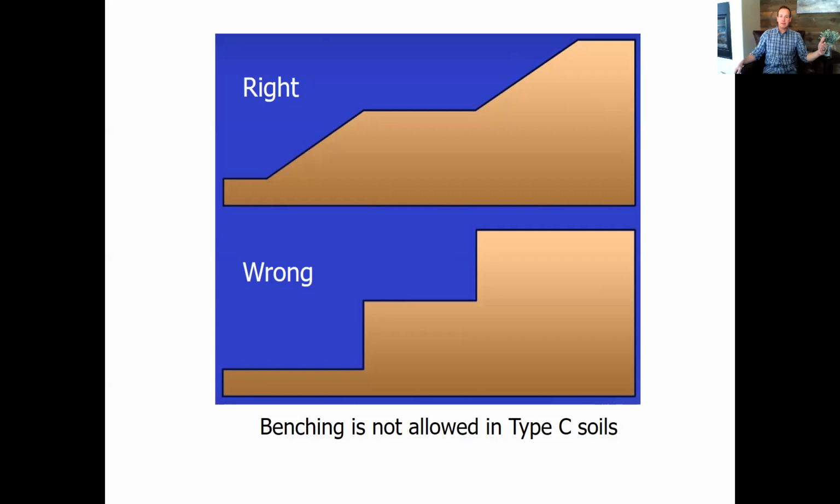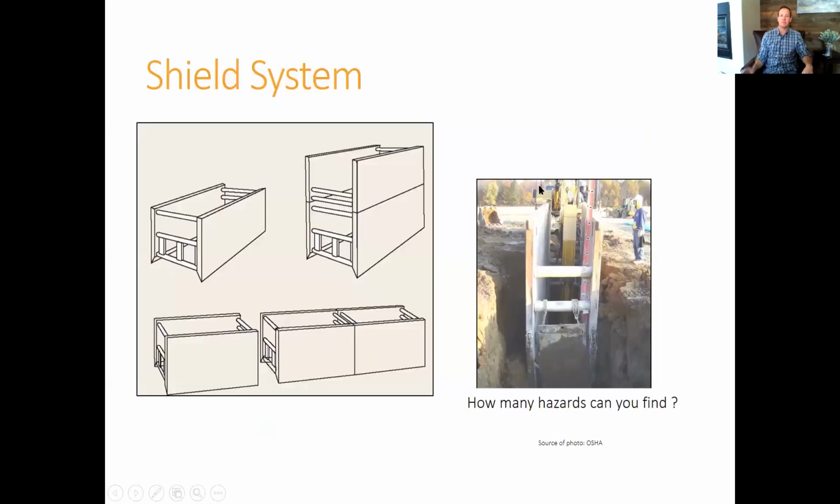So in this situation, we've got a slope to a bench and a slope to a bench, but we cannot have a vertical face because that vertical face is going to fail. So even if somebody is right here, they could be in danger, or somebody is right here, they could be in danger. So we can go slope to bench with type C.